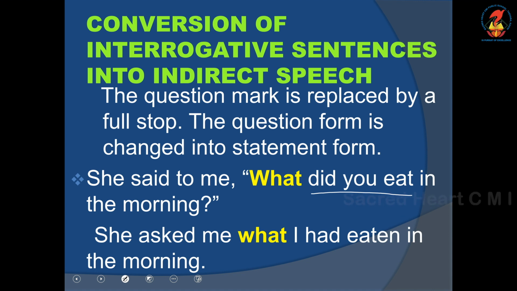So simple past should be changed into past perfect tense. So did you eat should be changed into what I had eaten. Had eaten is the past form, right? So did you has been changed into I, because here the object is me, right? So it is said to me, so it should be changed into I. What I had eaten in the morning.